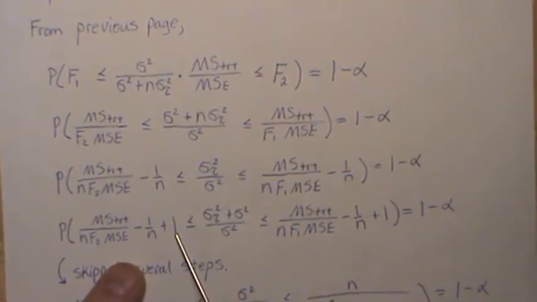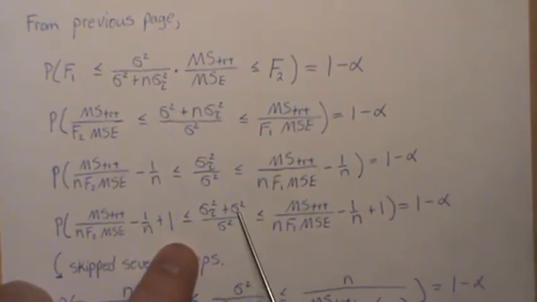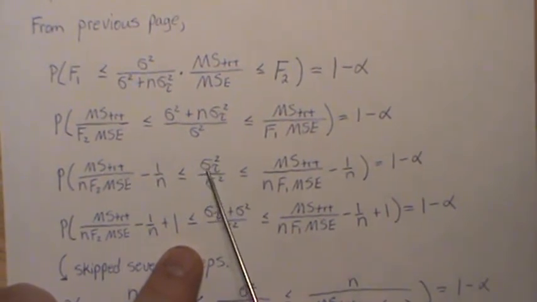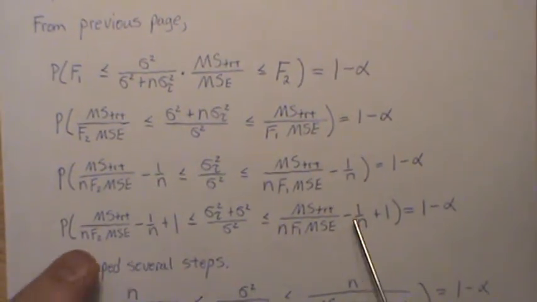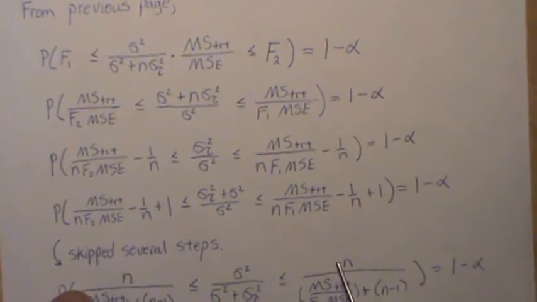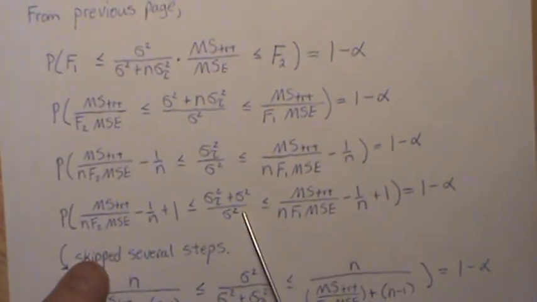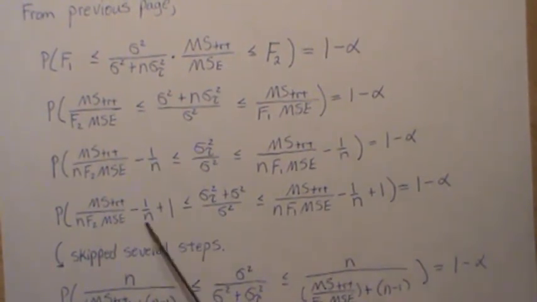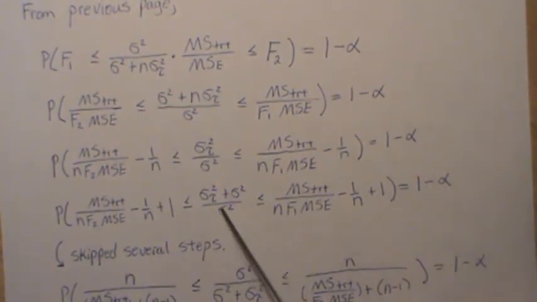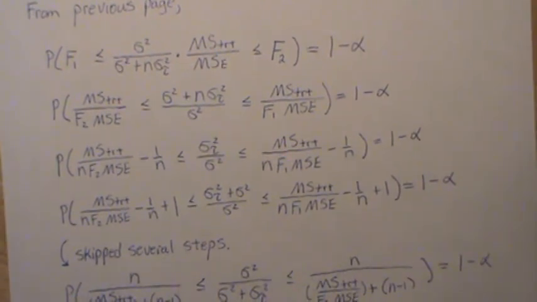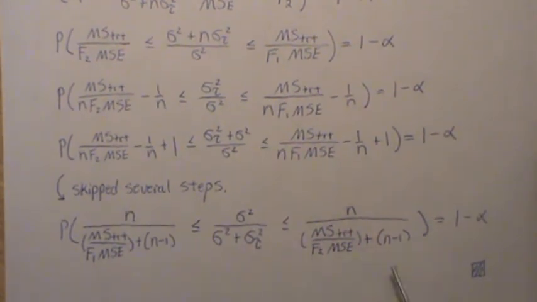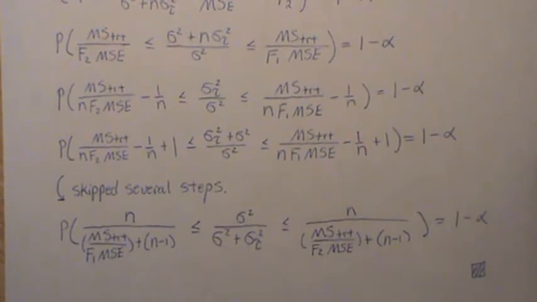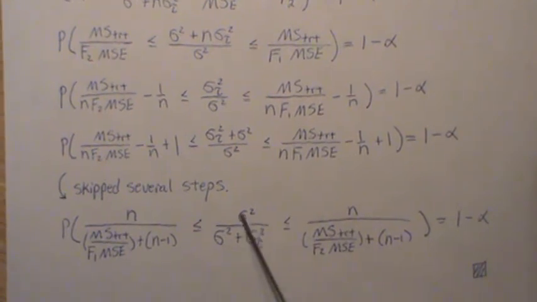Now we add 1 everywhere, right? Because sigma squared over sigma squared is 1, and then this is the previous. Then we skip several steps, and we take the reciprocal, right? So this becomes here, and this becomes here, and it's really just the reciprocal. So then this is the 1 minus alpha percent confidence interval for the within variance.